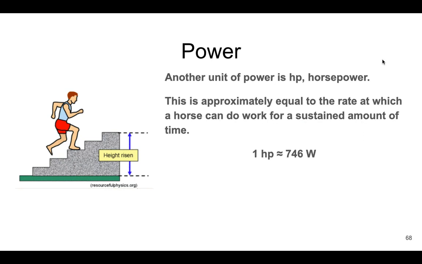So the SI unit, System International unit for power is the watt, but we also commonly use HP, horsepower, which is about equal to the rate at which a horse can do work for a sustained amount of time. So 1 horsepower is about 746 watts.